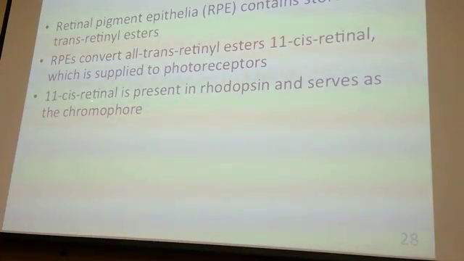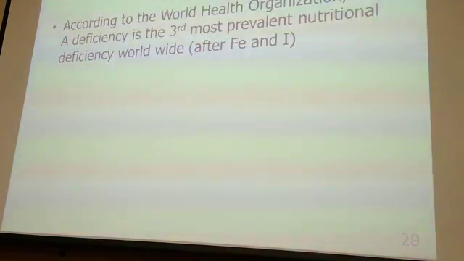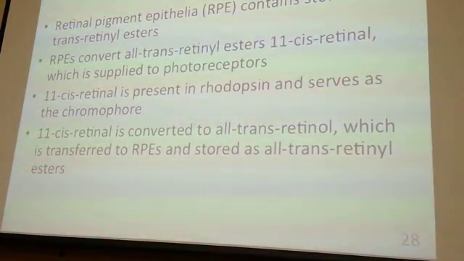So 11-cis retinal binds to opsin, giving rise to rhodopsin, and it serves as the important chromophore within this protein, detecting the light. So in response to light, 11-cis retinal is converted into all-trans retinol, and then it can be transferred back to the RPEs for storage or for regeneration of our 11-cis retinal. Does that make sense?